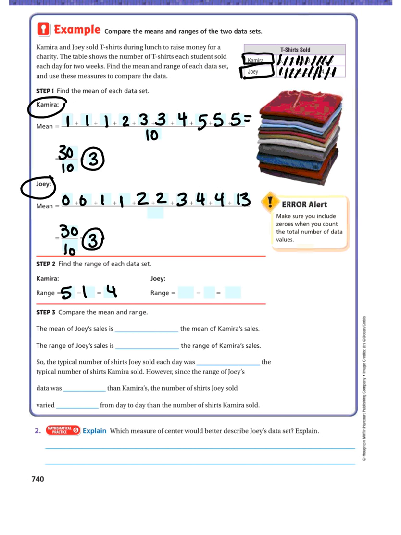And then the range for Joey, the largest is 13. Smallest is 0. So your range here is 13. And then you're going to compare the mean and range.